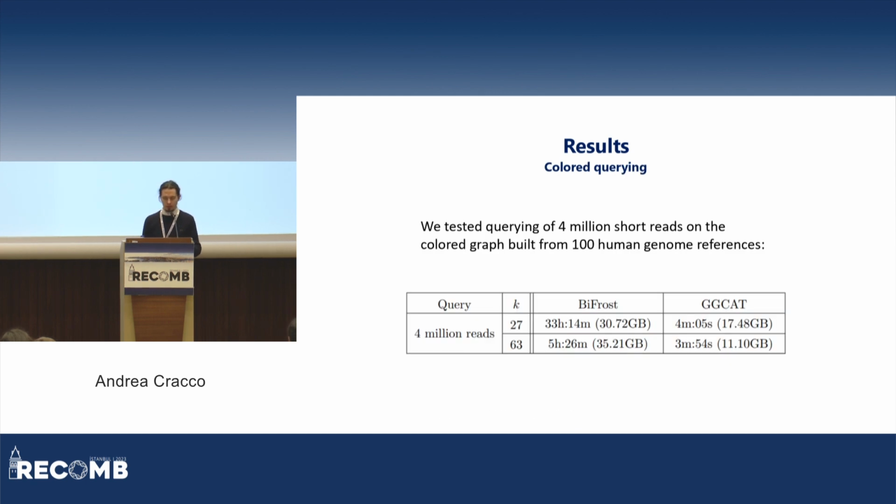Finally, I'd like to talk about the last result, about colored querying, when we compared Bifrost with GGCAT. And here we can see a huge speed up in querying, where GGCAT completed always in less than 5 minutes, while Bifrost took many hours to complete. And this test was done on 4 million short reads over the 100 human genome colored de Bruijn graph that was built in the previous experiments.